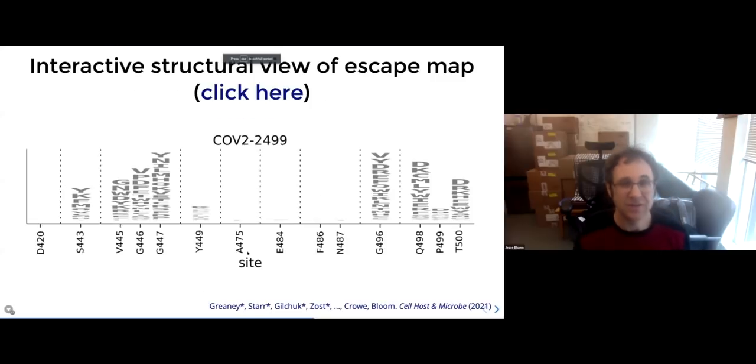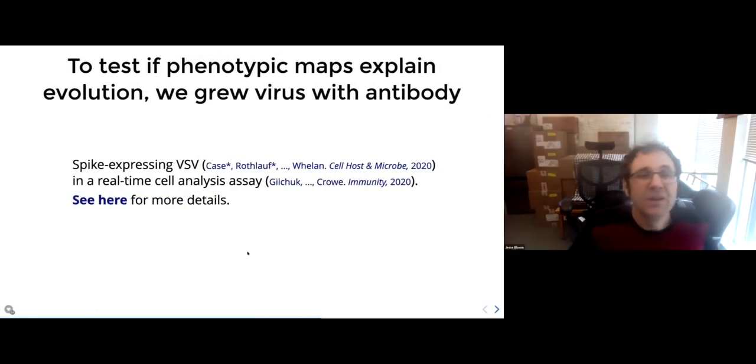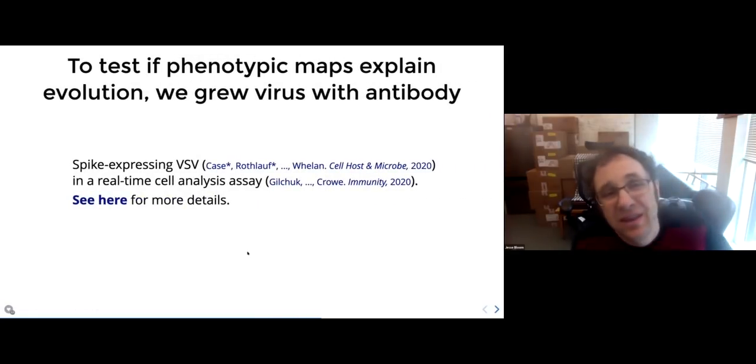Okay, so here is this, again, map of how mutations are affecting this biochemical phenotype. So one question we wanted to ask is, just by measuring these effects of these mutations on these biochemical phenotypes, can we actually explain how the virus evolves under antibody pressure?